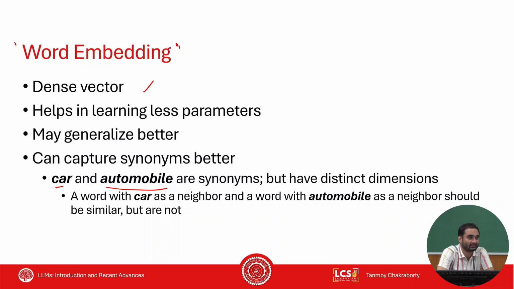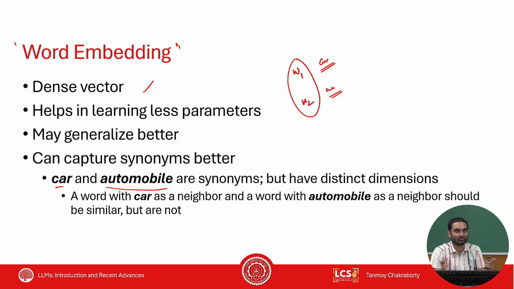In fact, oftentimes we say that if a word W1 co-appears with the word car, and there's a W2 which co-appears with the word automobile, then W1 and W2 can also be synonymous. This kind of inference may not be very straightforward from a raw count based approach.